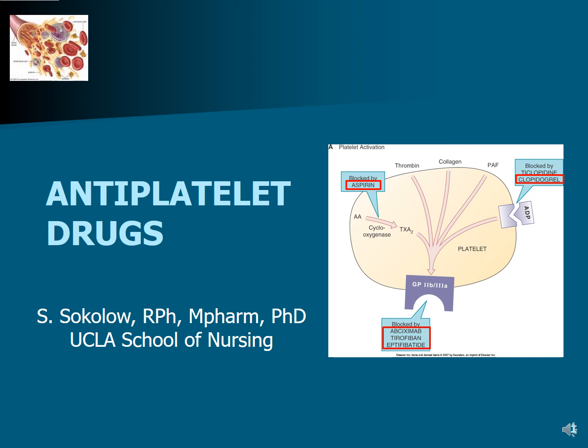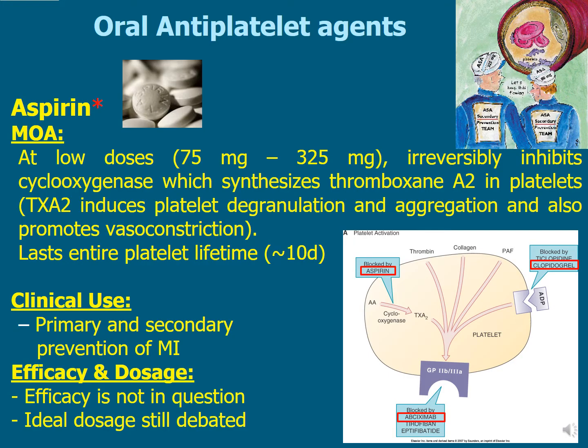So now we're going to talk about the last two classes in this lecture: drugs that block the coagulation cascade or act on removing that fibrin clot. And the first class of agent that we're going to talk about are the antiplatelet drugs. So let's start with the oral antiplatelet agents. And the most common one and the oldest one is aspirin.